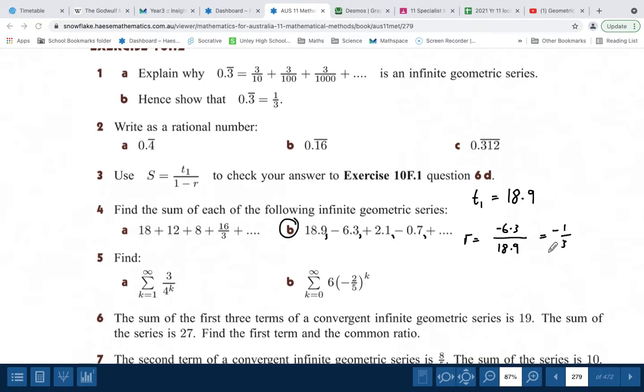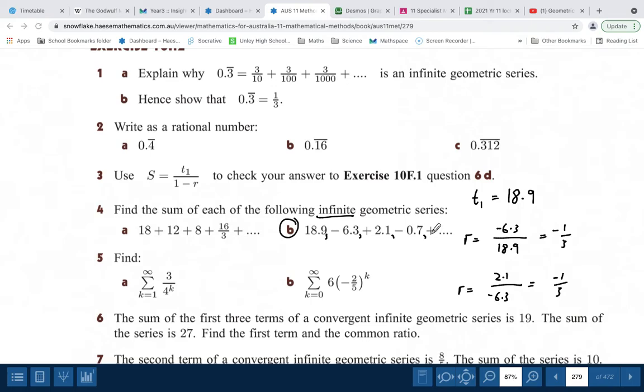There's also a negative there. Maybe we check that. If we look at term 3 and term 2, excuse me, hopefully that's fairly clear that the R value is -1/3. All right, if I want to find the sum where this series is infinite, it will converge on a particular value.